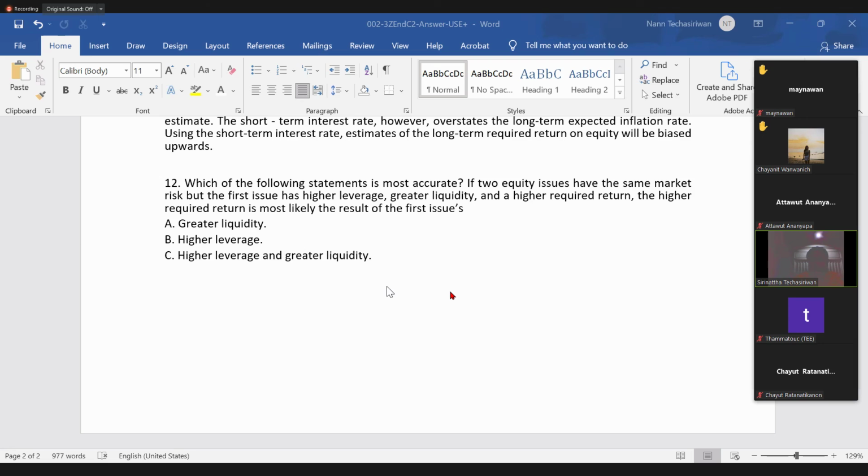It's comprehensive because, for example, we will learn about the free cash flow model in the final exam, and in order to be able to do the free cash flow model, you need to understand the cost of capital. So it's more comprehensive in the final exam.